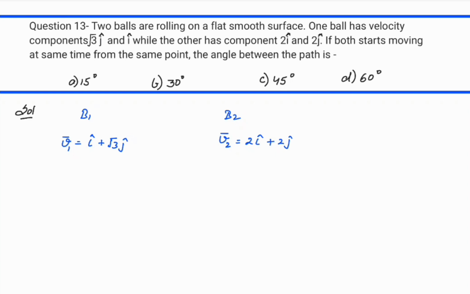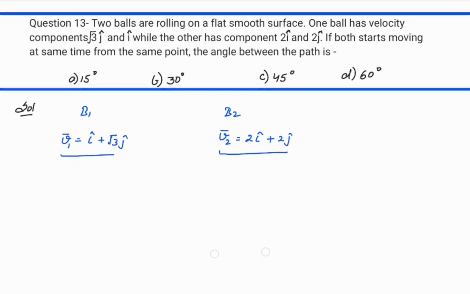Okay, now it is asked, if they start moving at the same time from the same point, what is the angle between the paths? It means this velocity vector is going to decide their path. Now, if you find the angle between these two vectors, you will find the angle between the paths. How to find the angle between the paths? I'm going to use a dot product.